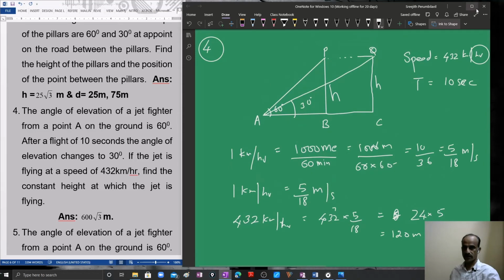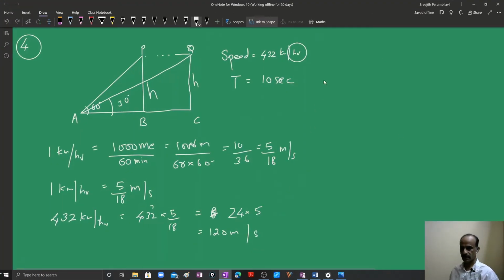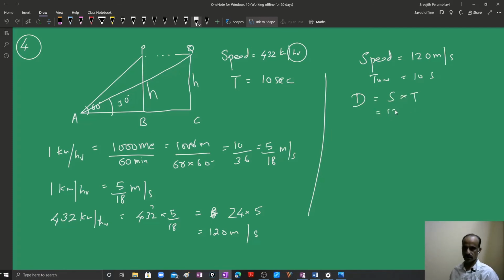So the speed of the entire thing, the speed is 120 meter per second, and the time is given to be 10 seconds. So therefore the distance is equal to speed into time, so that is equal to 120 into 10, that is 1200 meters.